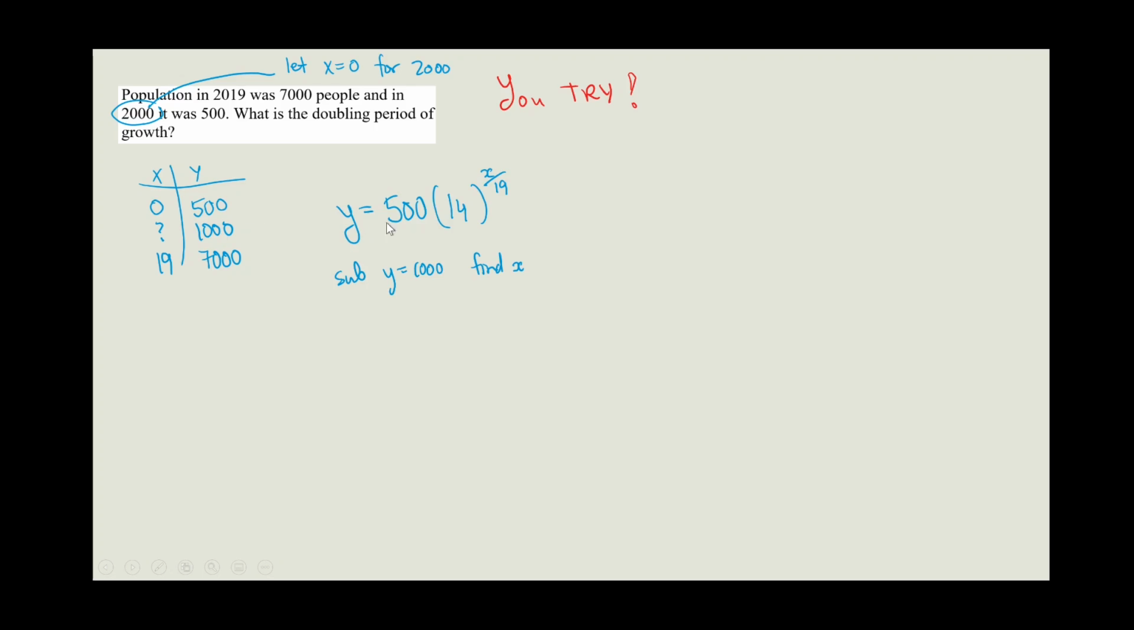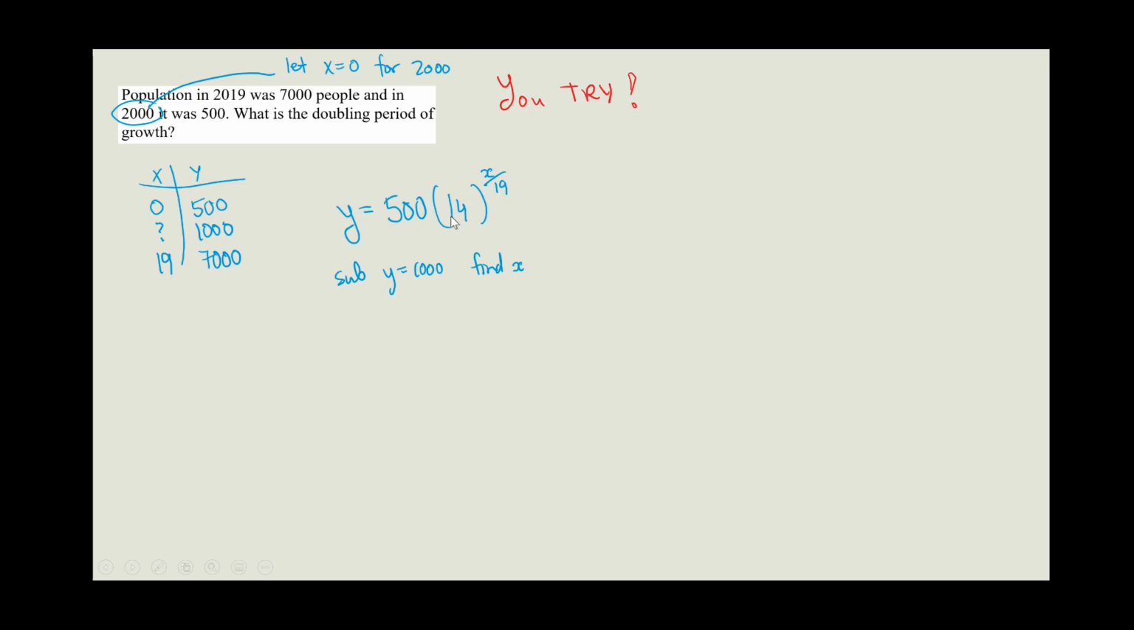So you can set it up by saying the initial value would be 500. Then you could say that there's a 14 here. Why 14? Remember how I said the base and the denominator are related to each other? So where did I get the 14? Well, I'm using the change in x of 19. So if I'm using these two values here, that means I'm going to do a ratio between 7,000 and 500. So if you divide 7,000 by 500, you'll get this 14.